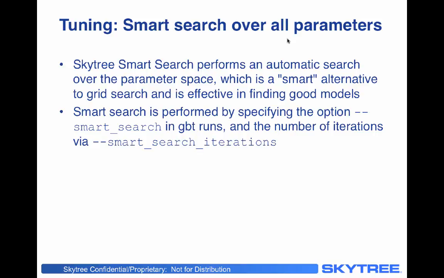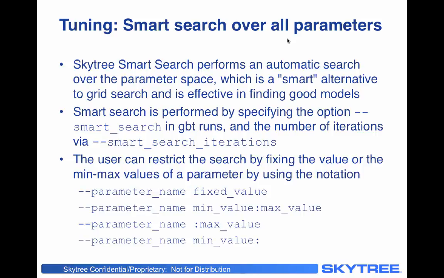Turning on smart search in this way will trigger a search over all available parameters, but sometimes you may want to restrict your search by fixing the values of some of the parameters or by choosing upper or lower bounds for certain parameters. So to use a fixed value of a parameter, you simply use the option for that parameter as if you were choosing a value in the regular non-smart search runs.